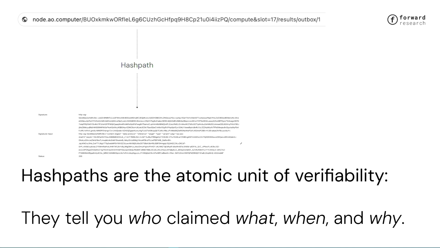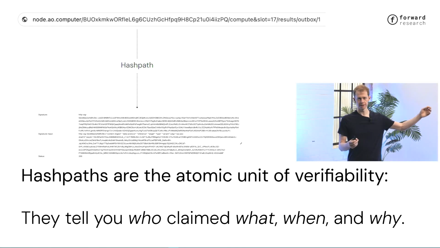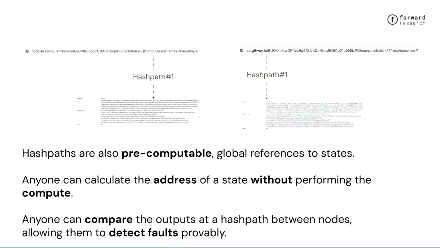So basically, every node in the system, every AO Core compatible service, is telling its users, I did X and Y and Z, and then I got to this output. And they're attesting, they're signing to say that that is true. So another interesting thing about hash paths is that they are pre-computable.